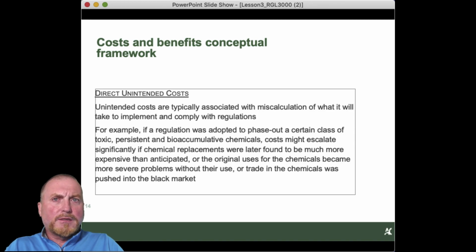Unintended costs are typically associated with a miscalculation of what it will take to implement and comply with regulations. For example, if a regulation was adopted to phase out a certain class of toxic, persistent, and bioaccumulative chemicals, costs might escalate significantly if chemical replacements were not later found to be cost effective.